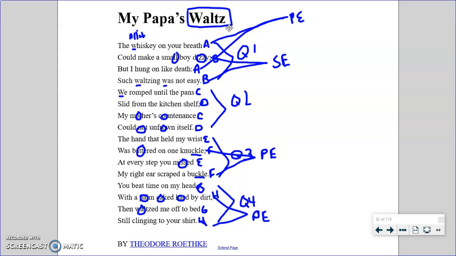The mom doesn't really know what to do because she herself has probably been beaten. So she's just kind of standing by watching her son being abused. So there's a lot of stuff going on here. But the true beauty of this has to do with the word waltz.